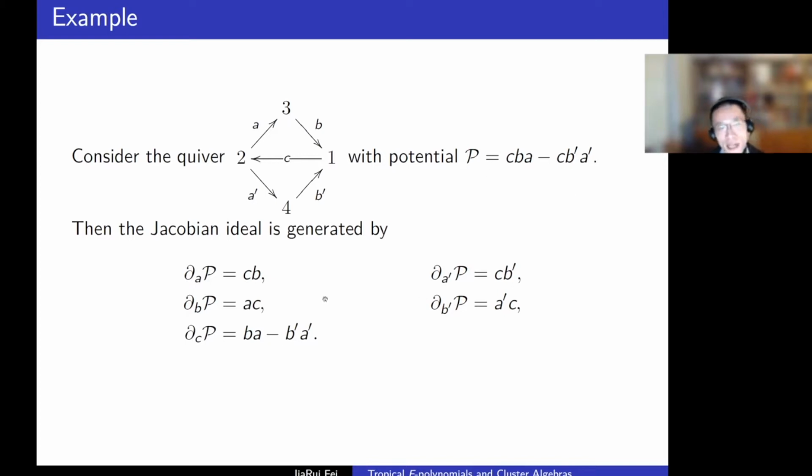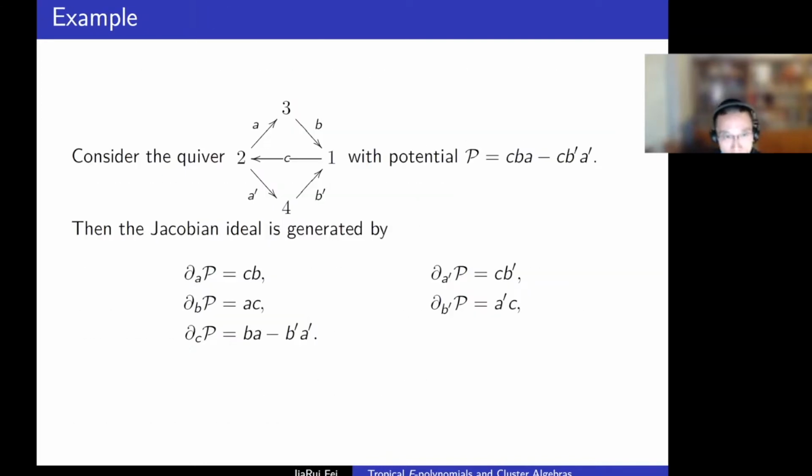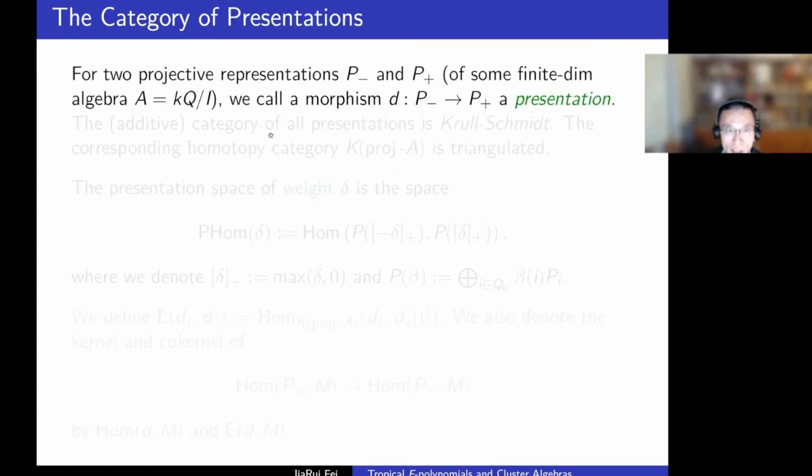So anyway, starting with a potential, you get an ideal, so you get an algebra with relations. In particular, we would have a representation theory of this algebra with relations. But the first step is actually not to look at the representations. We are looking at the category of presentations. So let me give a very short introduction to the category of presentations.